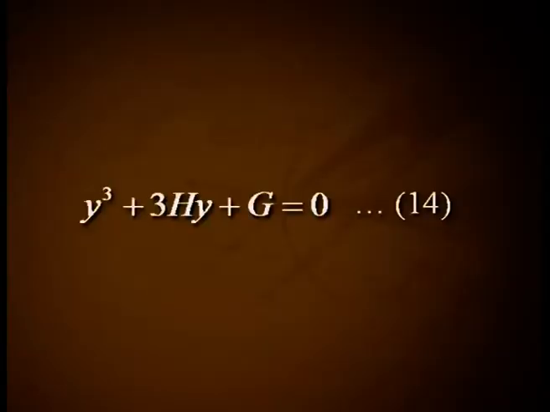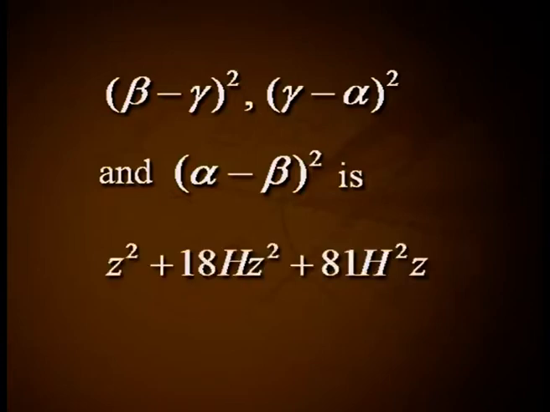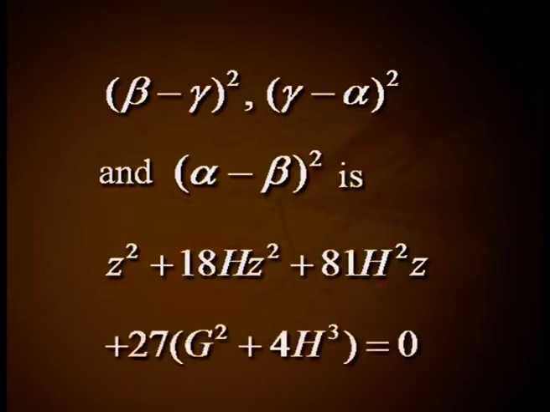Nature of the roots of a cubic. Let α, β, γ be the roots of the cubic y³ + 3hy + g = 0, equation number 14. Then the equation whose roots are (β − γ)², (γ − α)², and (α − β)² is z³ + 18hz² + 81h²z + 27(g² + 4h³) = 0.